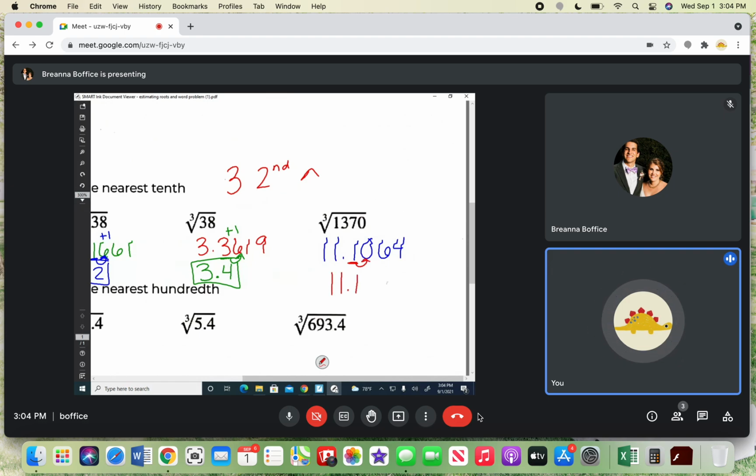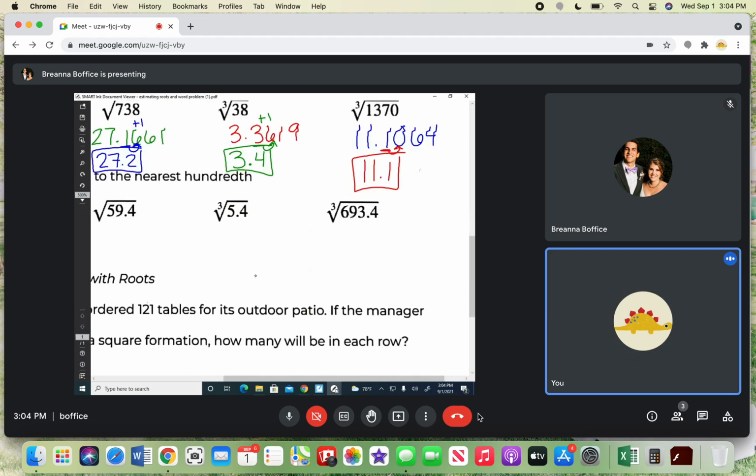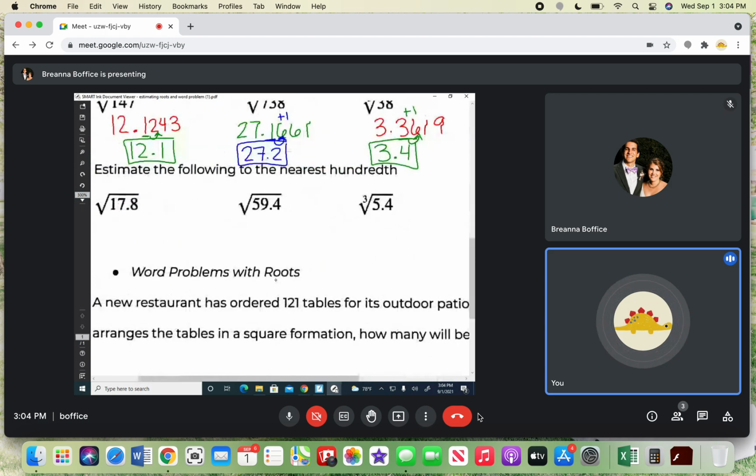So 11.1. And sorry for that squeaking. Abu, the custodian, is trying to get the scuff marks off.